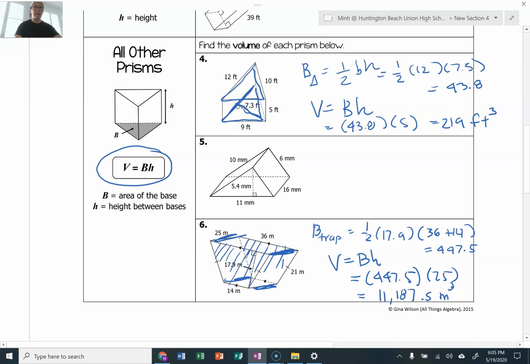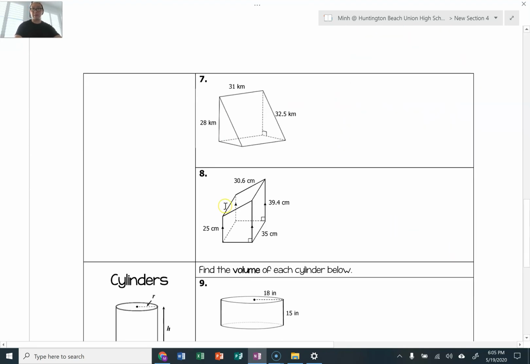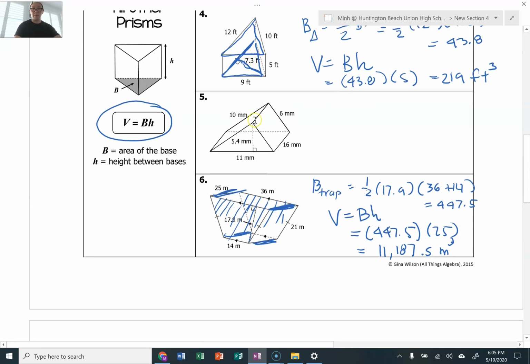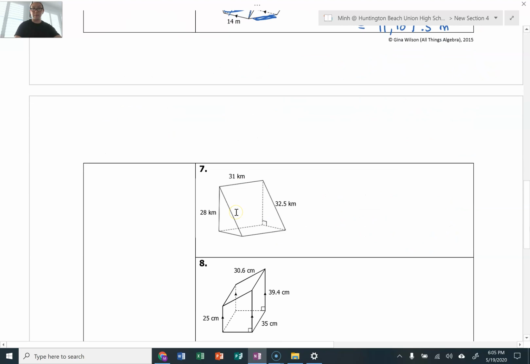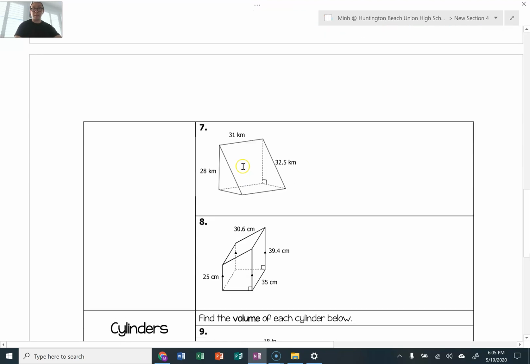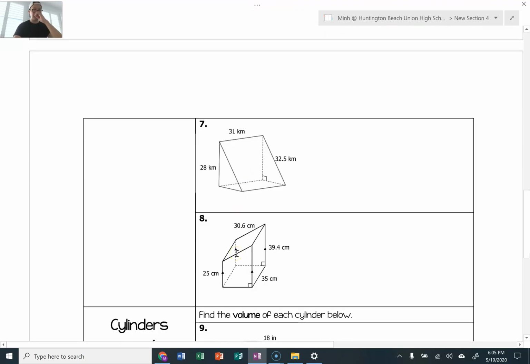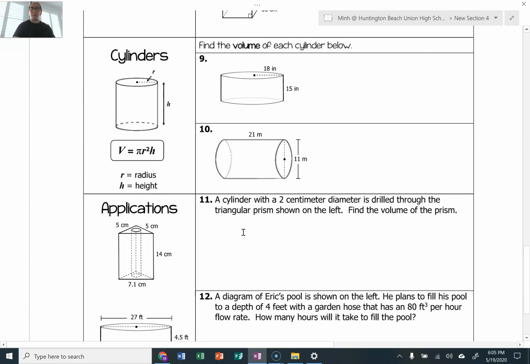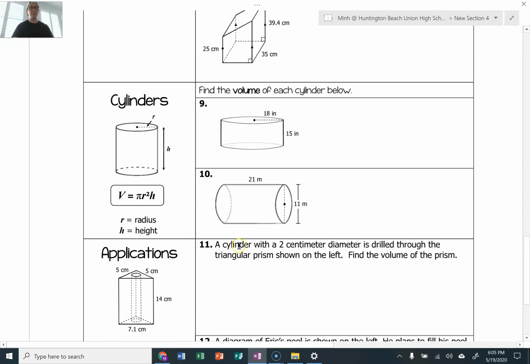7 and 8 are exactly the same. So scrolling through this, 7 and 8 are exactly the same. So if you need guidance, number 4 can be used for number 5 and number 7. And number 6 can be used for problems like number 8. So good reference. Believe it or not, the last type of prism is pretty easy, right?